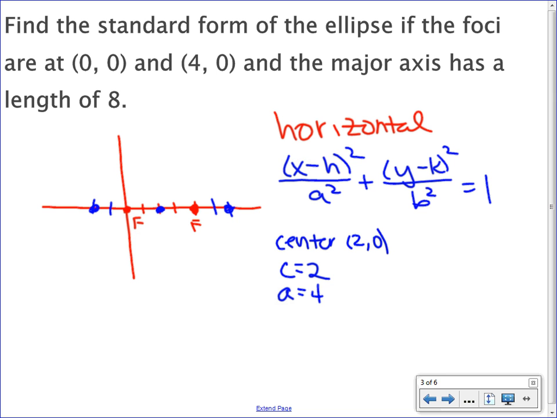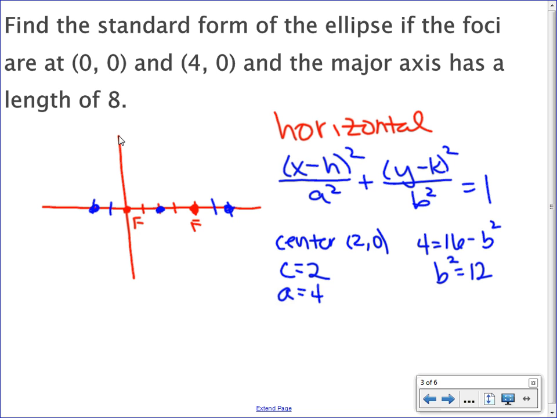All right. Find me, what do we need? B. Find me b squared. Really, you can just keep it as b squared because that's what we need for our formula. 12. b squared is 12.